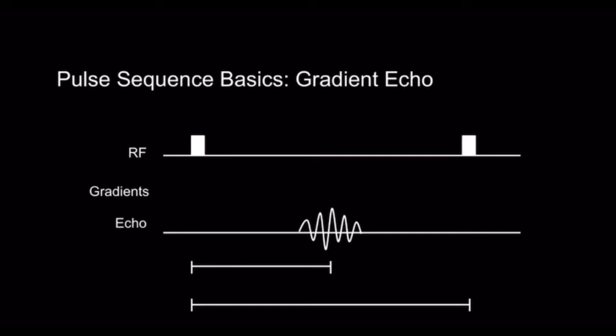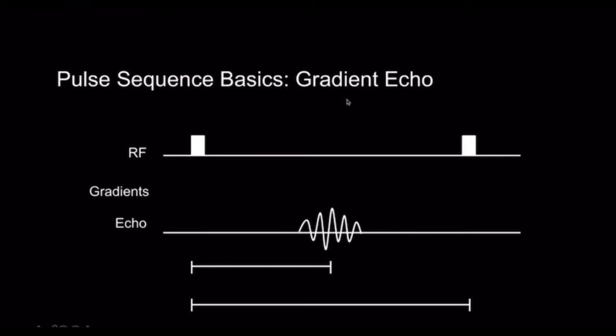Remember, pulse sequences are essentially precisely timed RF pulses, or radio frequency pulses, and gradients designed to generate MR signal that can be detected and turned into an image. The parameters of the pulse sequence are what will determine the tissue contrast, for example, whether they're more T1 or T2 weighted. A gradient echo pulse sequence is one of the simplest pulse sequences.